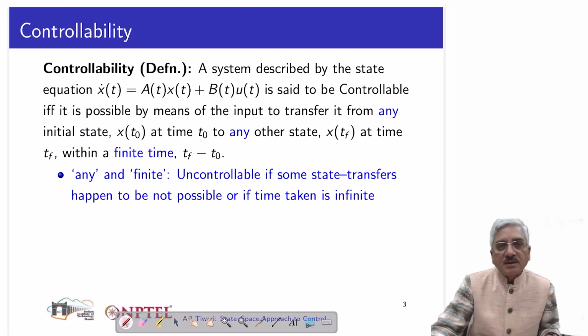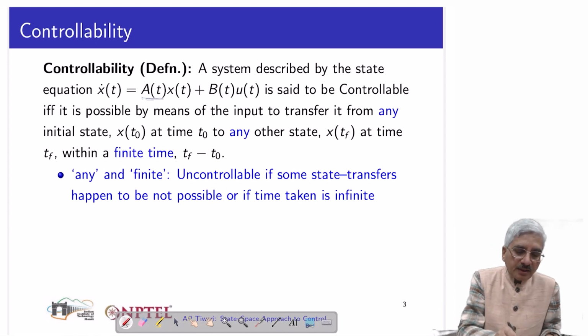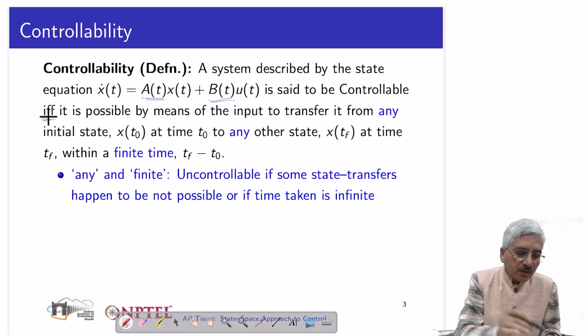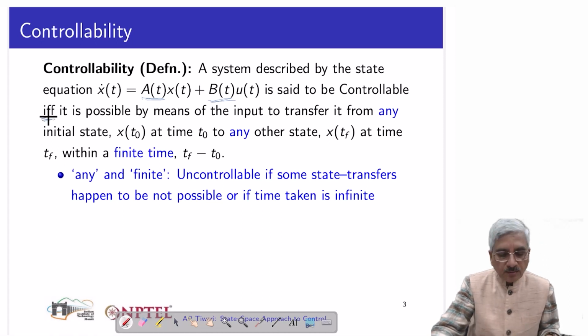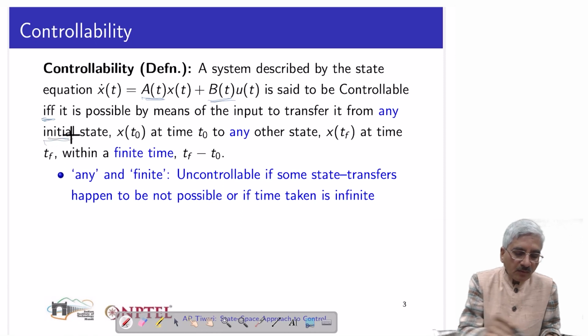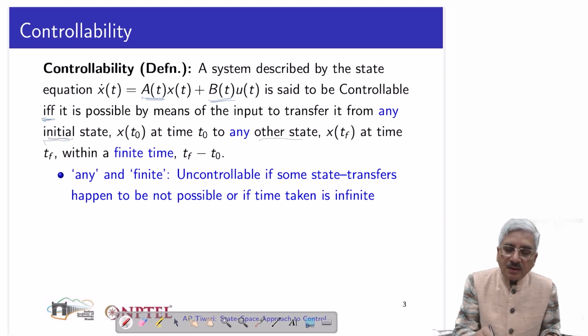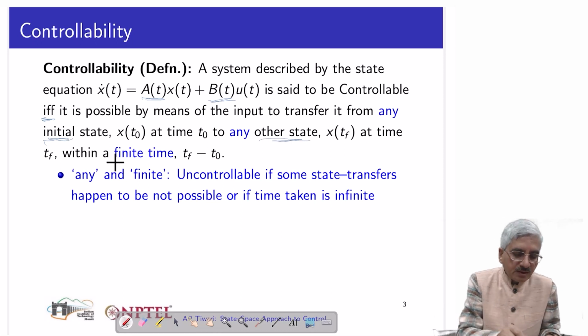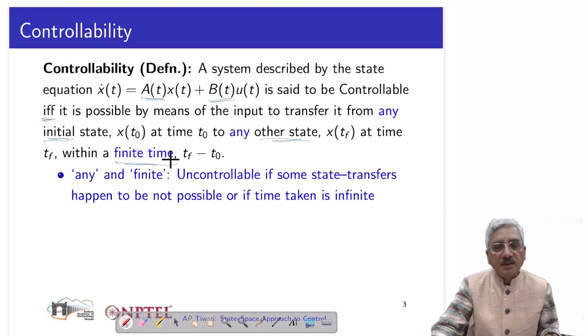A system described by the state equation x dot t equal to A t x t plus B t u t is said to be controllable if and only if it is possible by means of the input to transfer it from any initial state x t0 to any terminal state x tf at time tf within a finite time of tf minus t0.